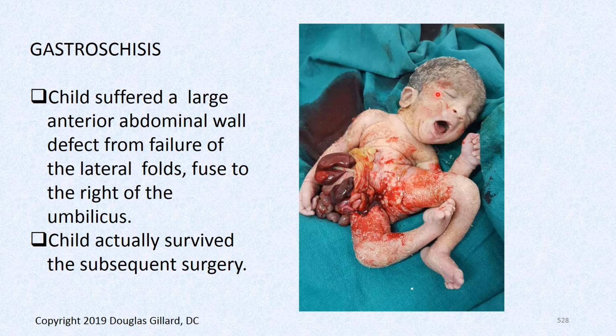This little guy survived, though, at least based on the paper on this one. So he suffered obviously a large hole just to the right of the belly button. You can see the liver has come out, the intestines are out, the baby's crying, so that's a healthy sign. They just pack that stuff back in there and sew it up. But again, the trouble is how damaged these are later in life.